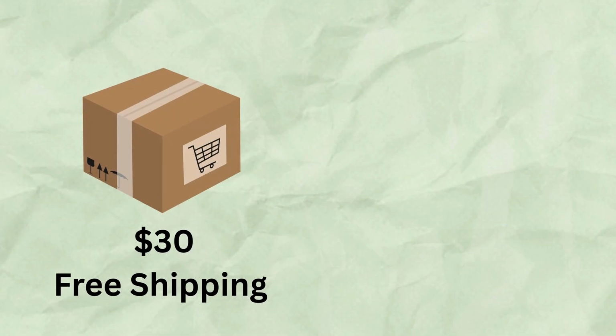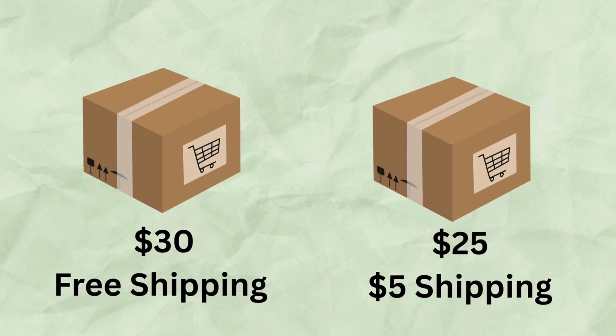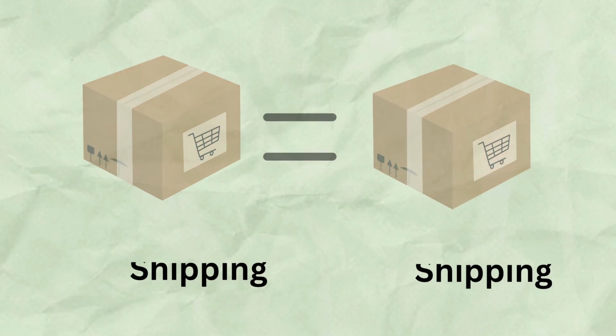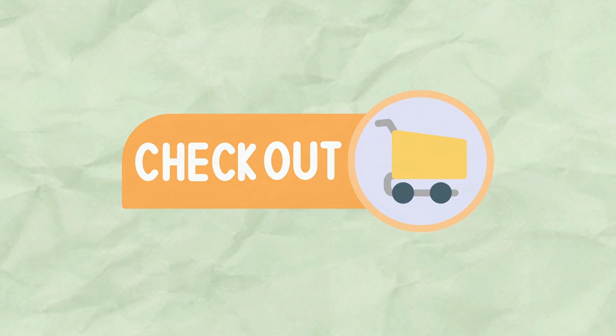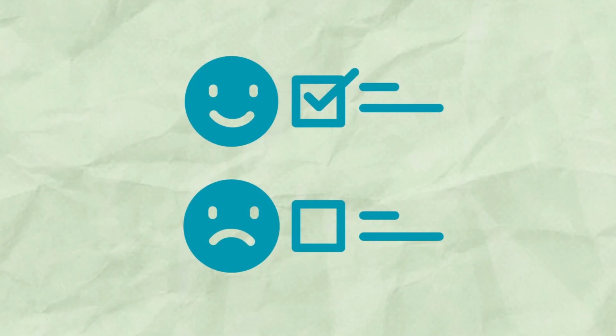For example, a customer is often more likely to buy a product priced at $30 with free shipping than a product priced at $25 plus $5 shipping, even though the total cost is the same. Free shipping also reduces friction during checkout. Unexpected shipping fees are one of the biggest reasons people abandon their carts. When customers see extra costs added at the final step, it creates hesitation and can stop them from completing the purchase.